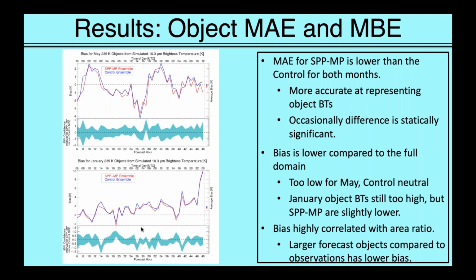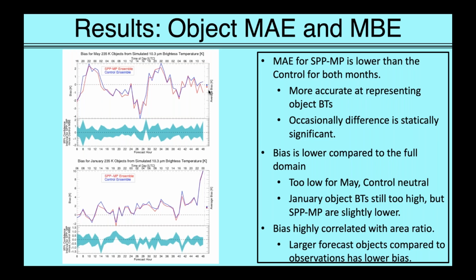The bias is also lower compared to the full domain. And in May, we actually have a negative bias. As I mentioned, the SPP objects are usually a bit larger in May than they were in January. However, the brightness temperatures weren't nearly as cold, so we're kind of doing a balancing act of objects that are larger than the control objects for SPP-MP, but the brightness temperatures aren't as large. So what ends up happening is a slightly negative average bias. However, when we looked at the full domain, the average bias was positive. So this would be considered an improvement.